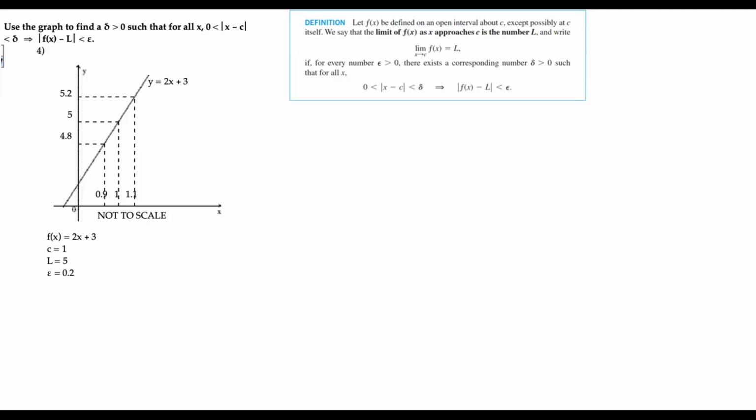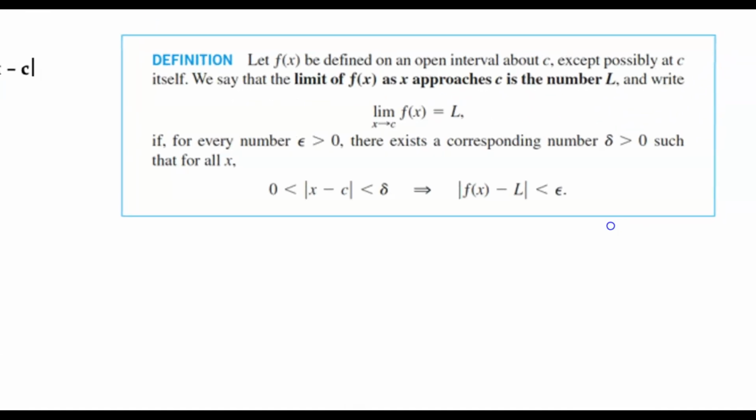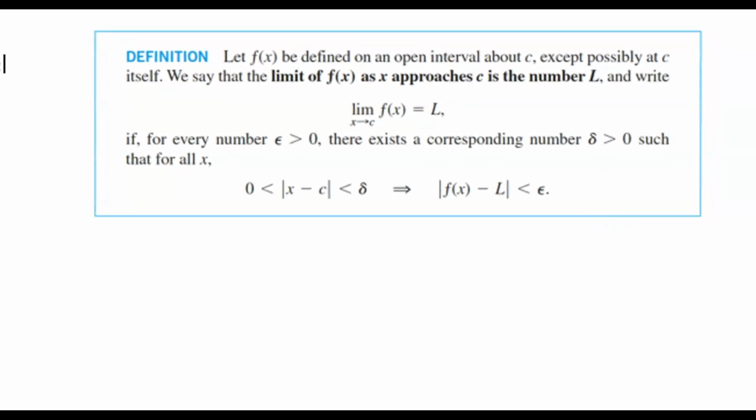Okay, so we're going to take a look at a very precise definition of a limit. In order to do that, we're going to answer this problem to give us a better understanding. But let's take a look at the definition and see if we might be able to make sense of it. It says, let f of x be defined on an open interval about some number c, except possibly at c itself. So the function is defined, but it may not be defined at c. There might be a hole or something like that on the graph.